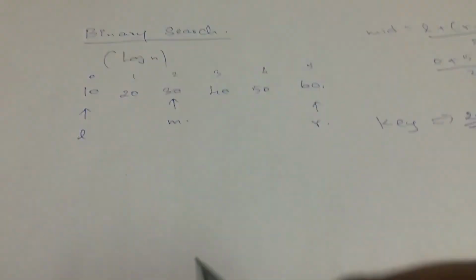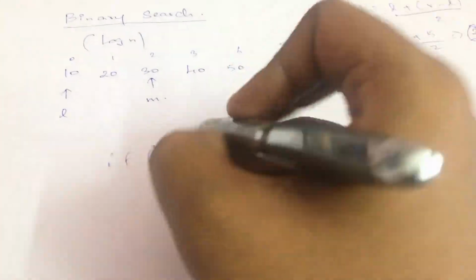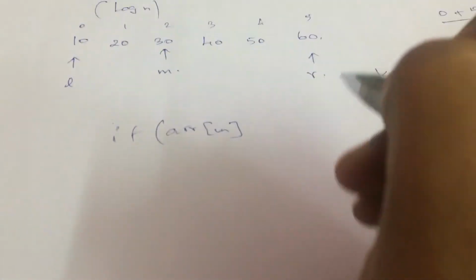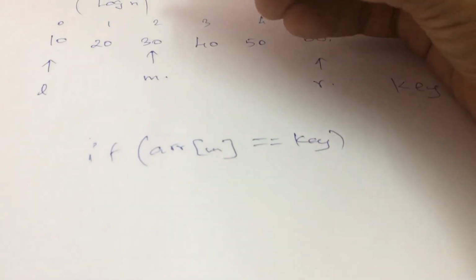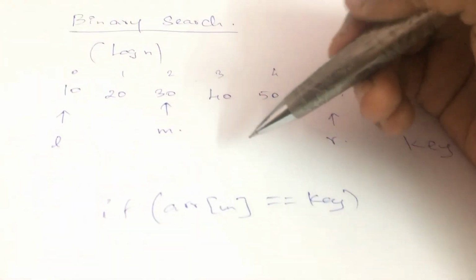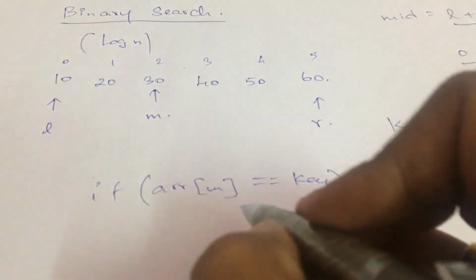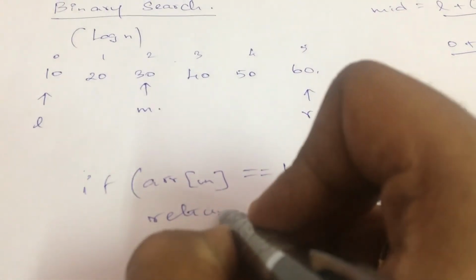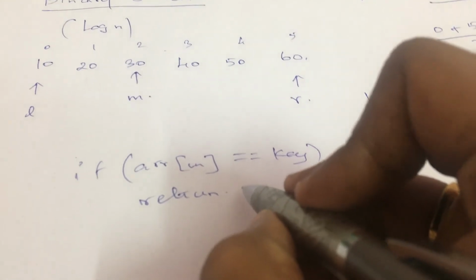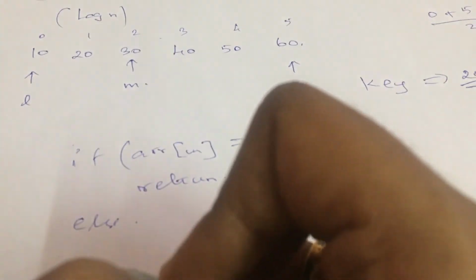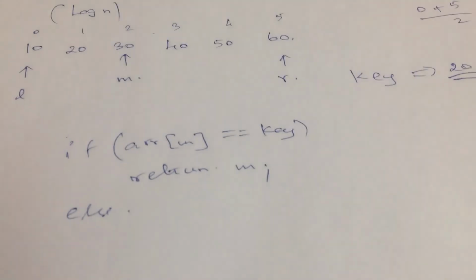So first what I'll be checking is whether array of M, where M represents the element 30, is equal to the key element, where the key value is 20. So what is there in array of M? In array of M we have the element 30, so it is not equal to key. Since it is not equal to key, I'll be moving to the next step. If it is true, then I'll return the value of M, else, if this is false, it means I have to proceed with the next step.